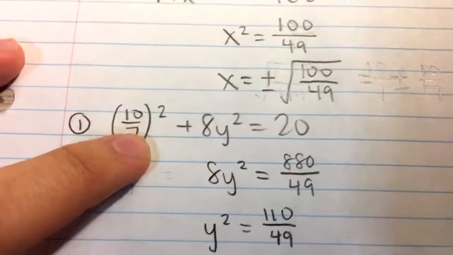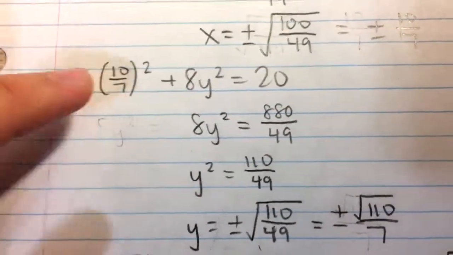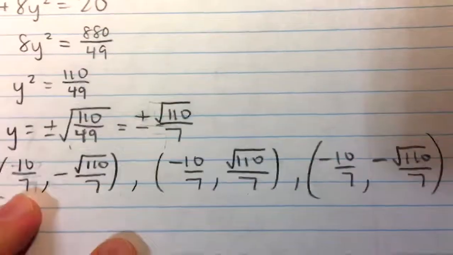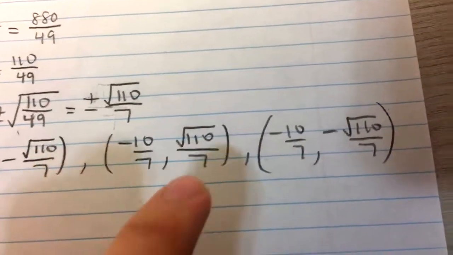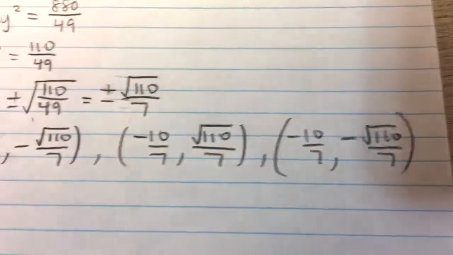And actually, I didn't write it out, but basically, if I plugged in here for x, negative 10 over 7, because I'm squaring it, it's still going to become positive. And so I'm going to end up with the same answer, plus or minus root 110 over 7. And so my other two solutions are negative 10 over 7, root 110 over 7, and negative 10 over 7, negative root 110 over 7.